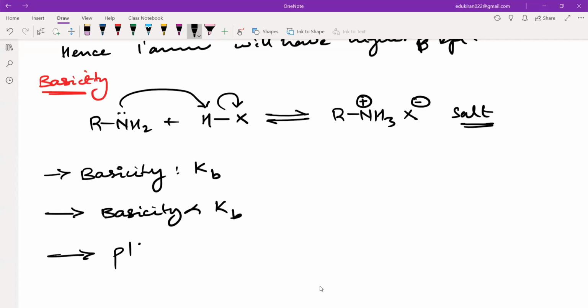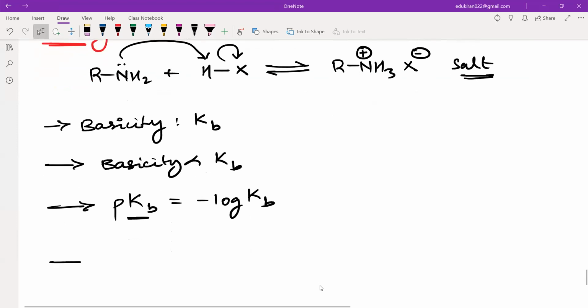So pKb was introduced just to make the numbers more human, but for that the scientist has to do a bit of complex calculation: they have to take the negative log of Kb. Now, as you can see, pKb is inversely proportional to Kb, because there is a negative sign here. So you can write here that Kb is inversely proportional to pKb.